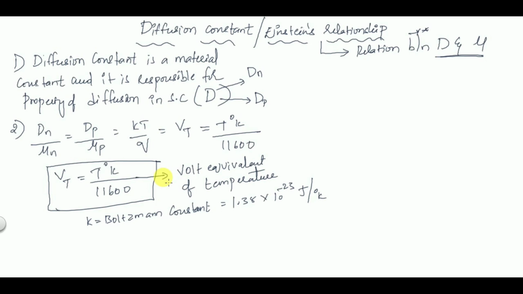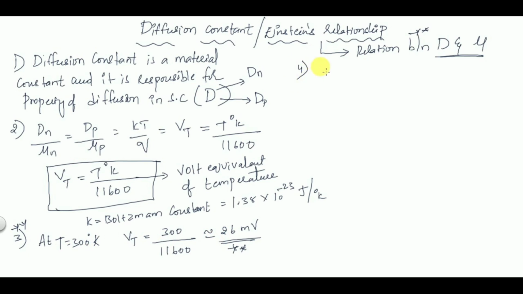For applied voltage there will be drift, and how this voltage and drift are related is given by the volt equivalent of temperature. The important point which you have to remember is that at room temperature, at T equal to 300 degrees Kelvin, Vt is given by 300 by 11,600. So it is approximately 26 millivolts. This value is very important. So at T equal to 300 degrees, Vt is equal to 26 millivolts.